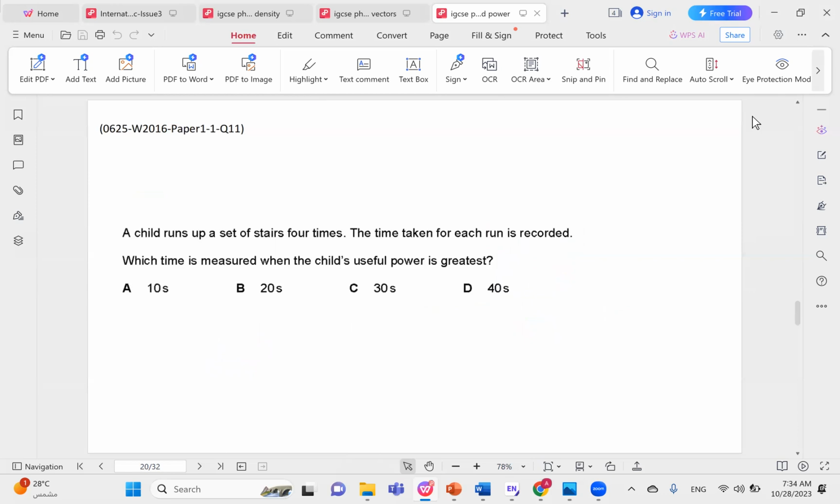The child runs up a set of stairs 4 times. Again, if you ever see numbers written as letters, might be nice to just underline and write the number on top. The time taken for each run is recorded. Which time is measured when the child's useful power is the greatest? So it's the same child with the same weight and running up the same stairs. So the F and the D are the same. So the work done is the same. So to get the greatest power, you just need the smallest amount of time. So the correct choice here would be choice A, 10 seconds.